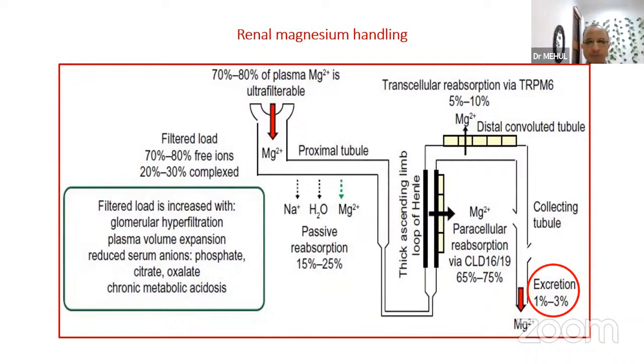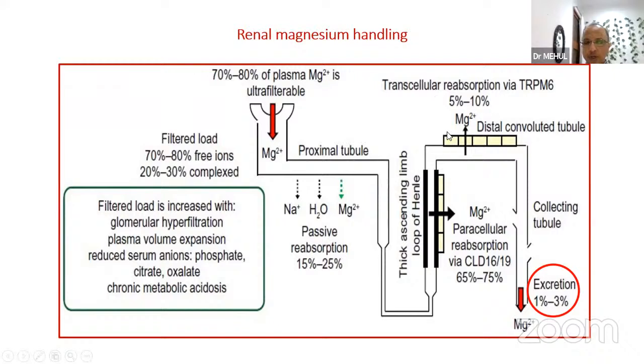Once it enters the tubular lumen, about 20 to 25% is reabsorbed across the proximal tubule, depending upon the reabsorption of sodium chloride and water, which increases the luminal fluid magnesium concentration and aids passive reabsorption of magnesium in the proximal tubule. Through micropuncture studies, it has been documented that predominantly 60 to 70% of magnesium is reabsorbed in the thick ascending limb of the loop of Henle through the paracellular route, assisted by the claudin 16 and claudin 19 proteins.